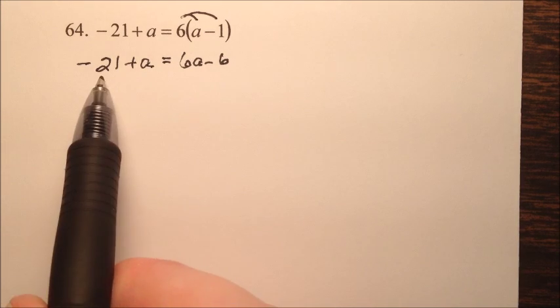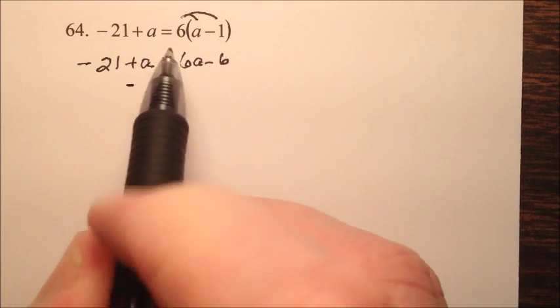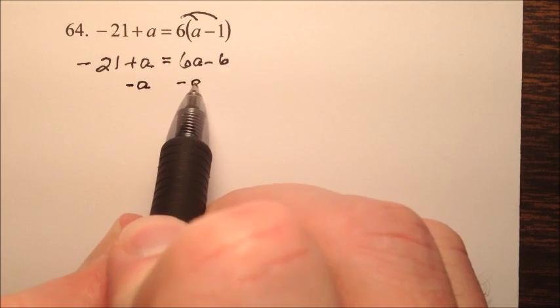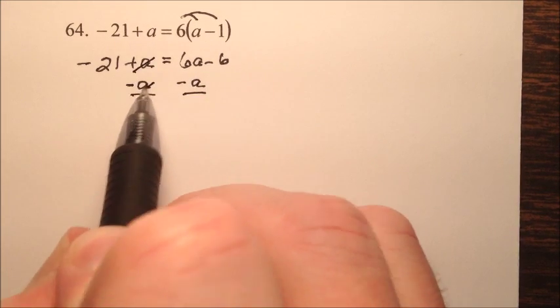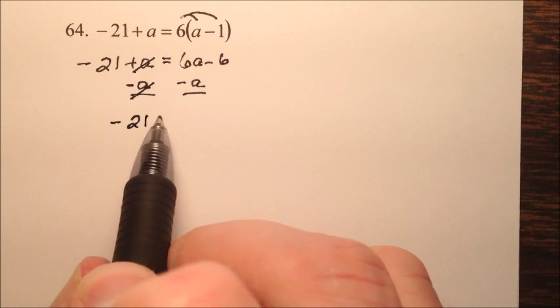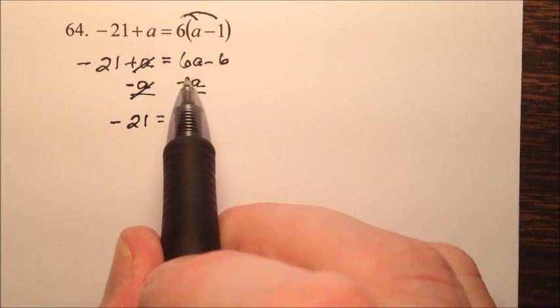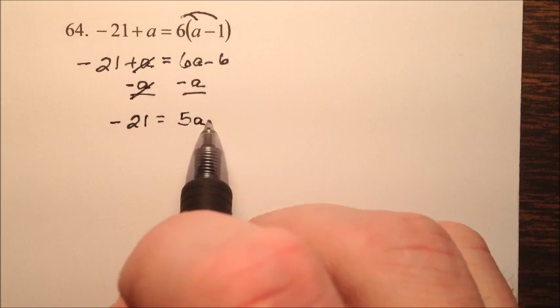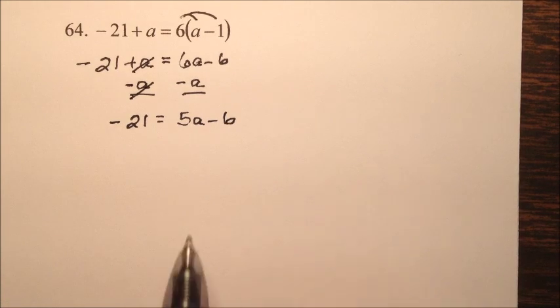So we've been putting the variables all on the left. Let's just change things up a little bit and see what it looks like if we put it on the right. So I'm going to subtract a from both sides. And I have 21 equals on that side. And 6a minus 1a is 5a. And that minus 6 is there.